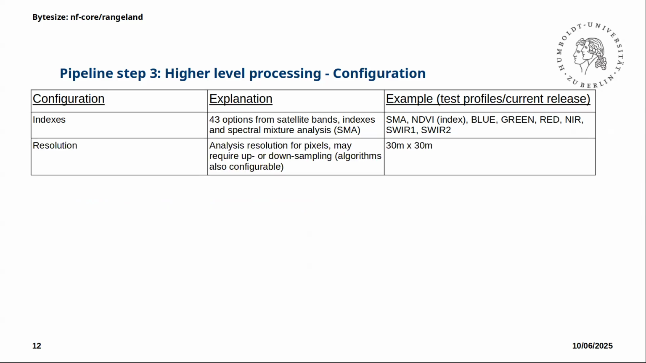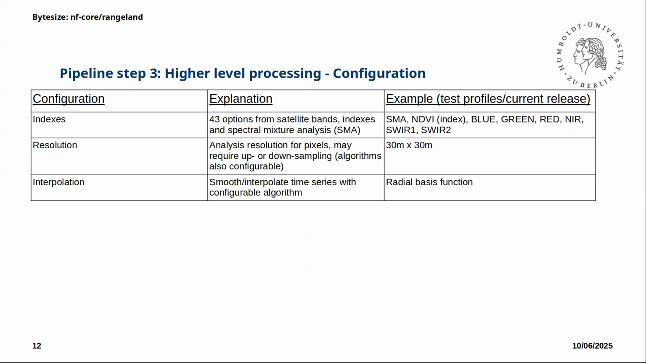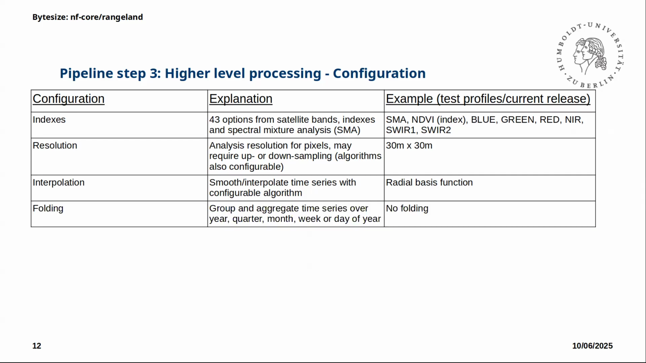Next thing for configuration is the resolution. So yeah, basically self-explanatory. How large should the pixels be? We then have to upscale or downscale our data. The interpolation. So yeah, if you have a time series, you want to have a certain step length. So what's the distance between individual data points in your time series? And then you can basically define a function how to smooth or interpolate or extrapolate these time series. And we have the folding, so you can define.